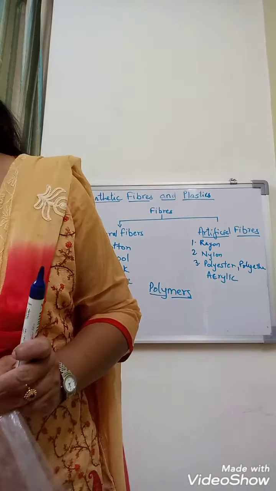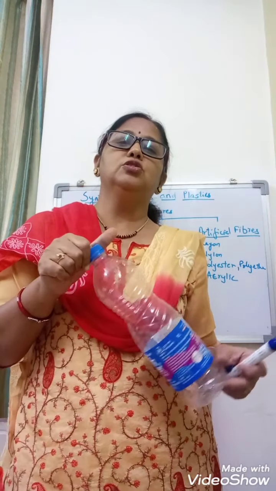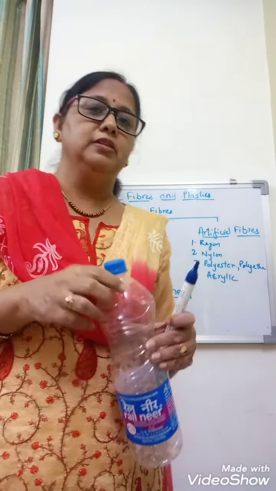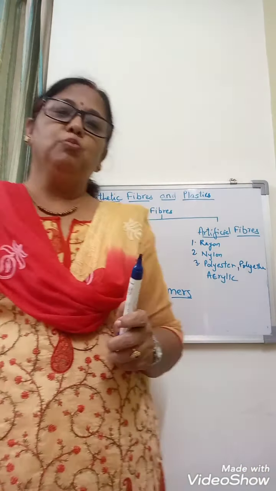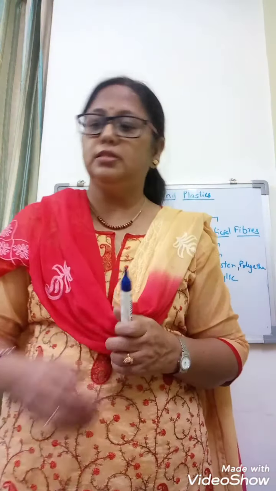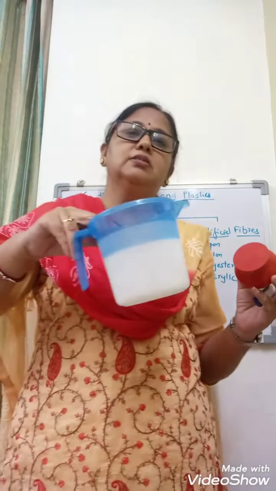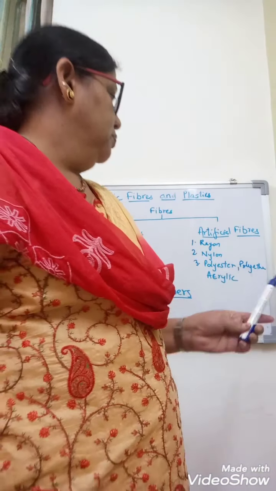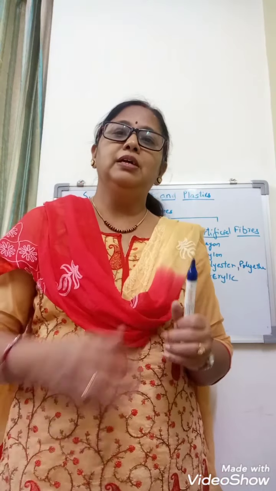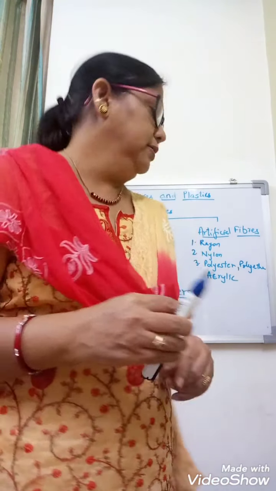Then the second one is the bottles which you use. These are also made from polymers, the PET bottles, the utensils like this, or the mugs and all. They are made from polythene. Many molecules of ethene are joined together.